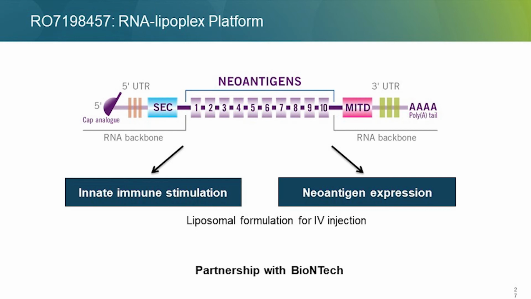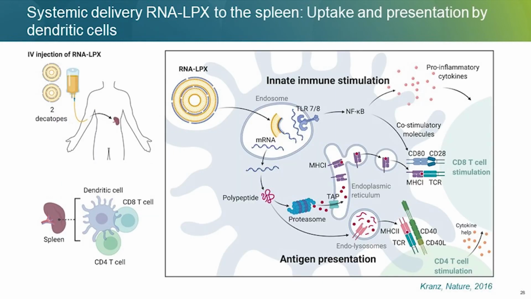The RNA has been engineered such that we have signal sequences at the N-terminus and the C-terminus of the polypeptide to increase presentation on MHC class 1 and MHC class 2. And we have also 5' UTRs and 3' UTRs that have been engineered to improve expression. This RNA is encapsulated into a liposome that has been optimized for delivery IV and targeting of the spleen.